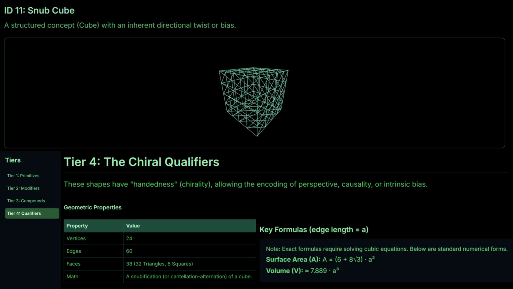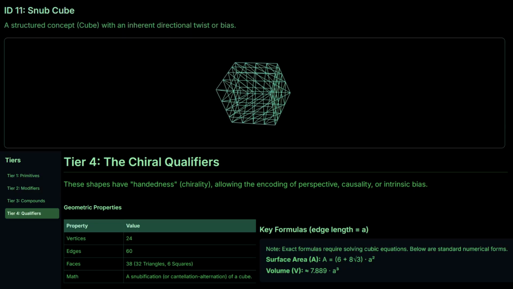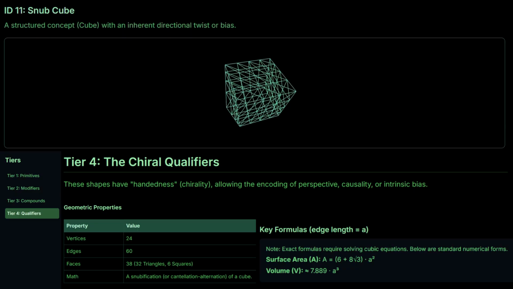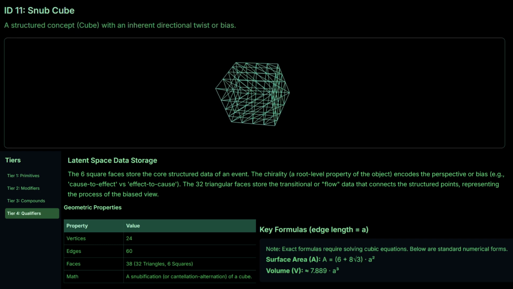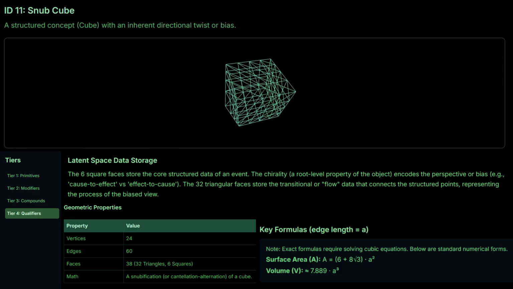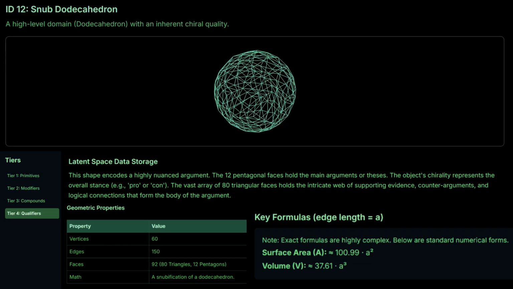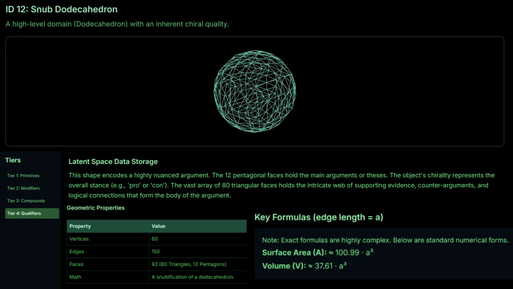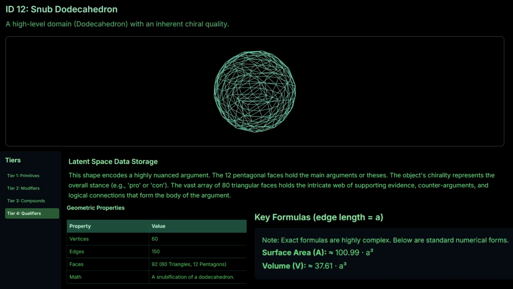The next tier is the chiral qualifiers that have chirality, allowing perspective, causality, or bias encoding. ID 11 represents the snub cube, which can mean a structured concept as a cube with inherent direction, twist, or bias. ID 12 represents the snub dodecahedron, which can mean a high-level domain that has an inherent chiral quality.